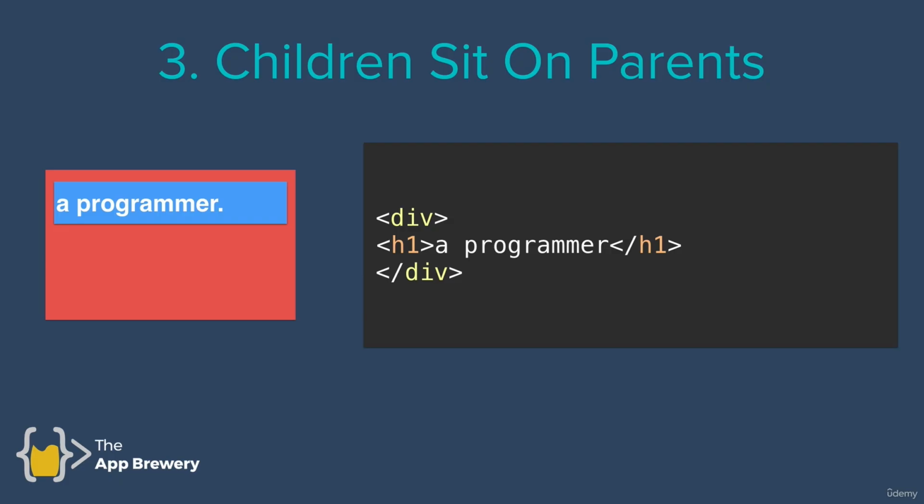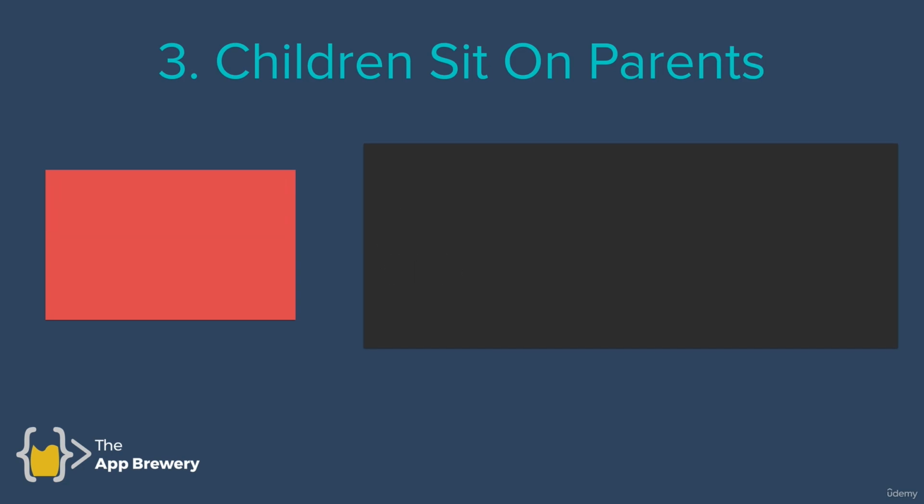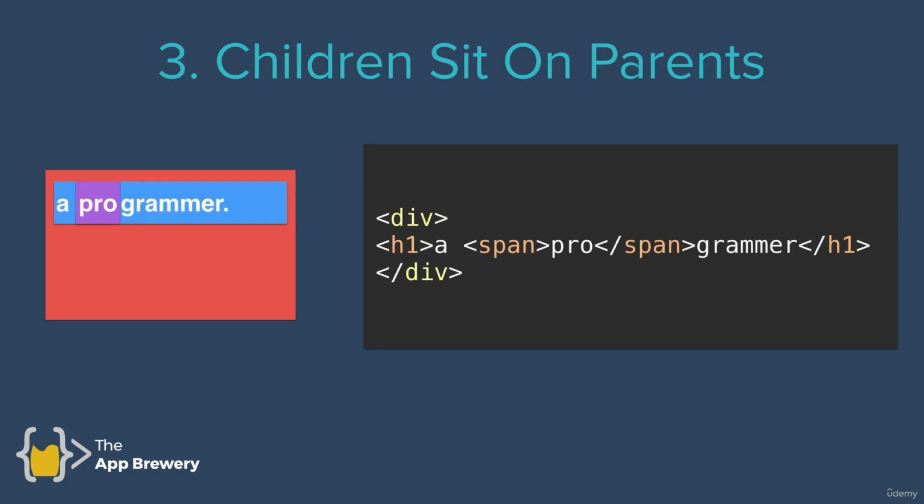Because if in this case the div was in front of the H1, then we wouldn't see the H1 at all. So by default, all HTML elements that are children will sit on top of the parent element. So if we modify this code even further and we add a span nested inside that H1, then the word inside the span is going to be on top of the H1.